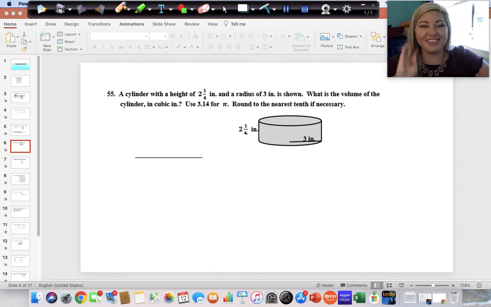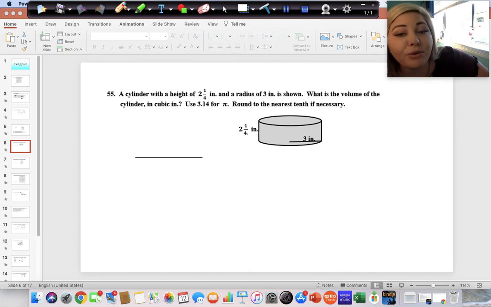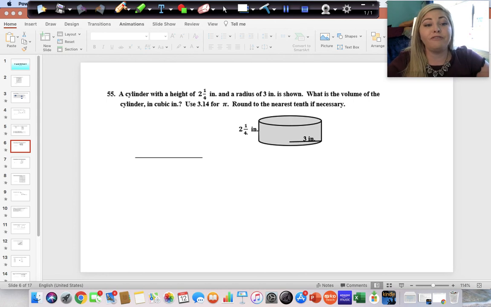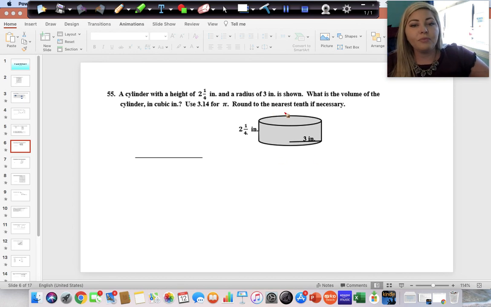Sorry, my nose itches. A cylinder with a height of 2 1/4 inches and a radius of 3 inches is shown. What is the volume of the cylinder in cubic inches? Use 3.14 for pi. Round to the nearest tenth if necessary.